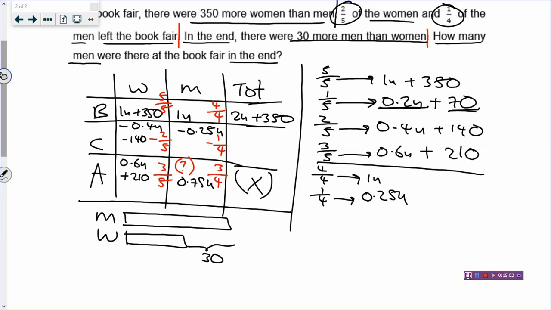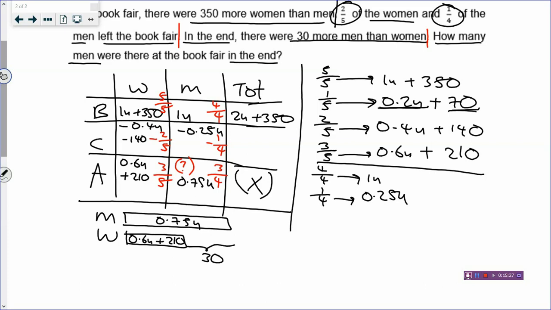All right. So how many men in the after? So you look at the after boxes, and you have 0.75 units of men in the after box. Then the women is 0.6 unit plus 210, and you have 30 more men than women. Alright, so that's how you draw the model. Okay, then what do we do next?